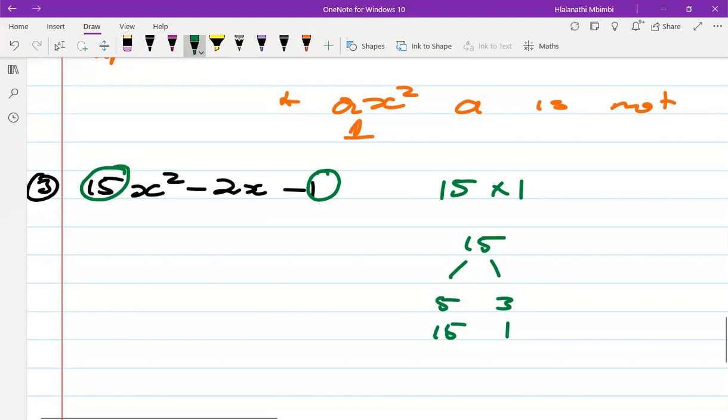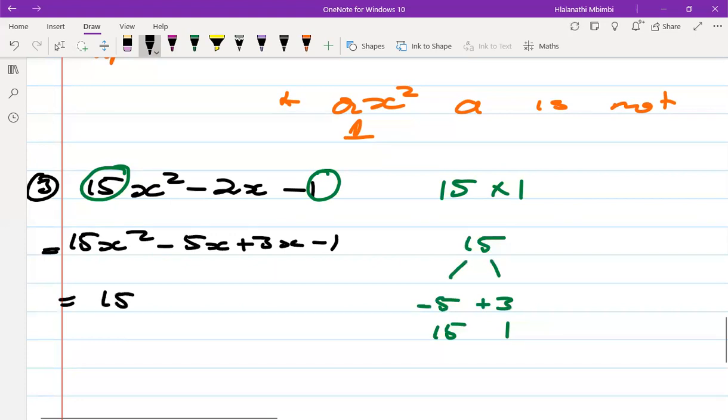And you're looking at which of these pairs. This is where you take care of signs, when you start assigning signs to these numbers, saying which one should be positive or which one should be negative. For me to get negative 2x, this must be negative, this must be positive. So now with that, you can say this is 15x squared minus 5x plus 3x minus 1. If you look closely there, you can group this nicely.